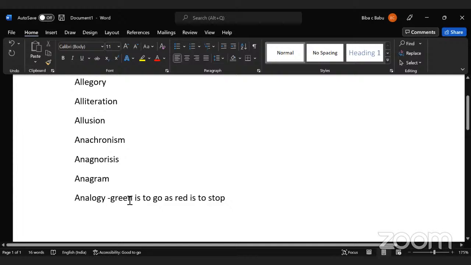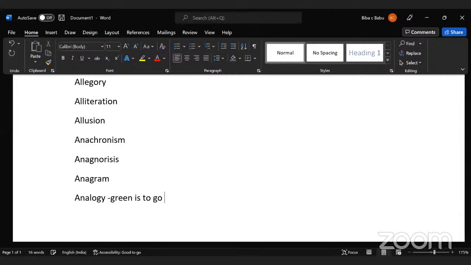So here we are comparing two different colors, right? Green is to go, red is to stop. So it is an idea and concept. When you remember green, you will remember that it is to go. Whenever you see red, it means to stop. So when you compare two different things, here the idea and concept is compared. That is called analogy. Next is Anapest.